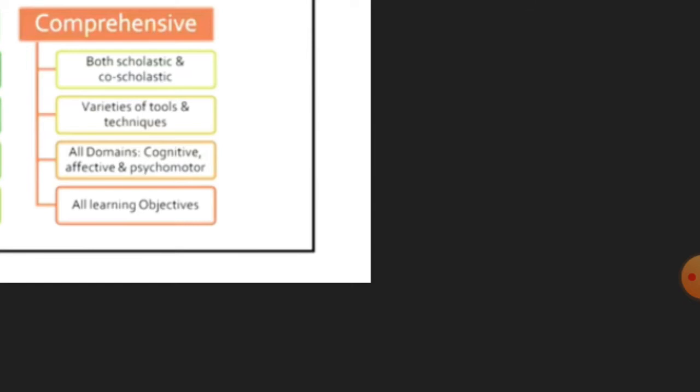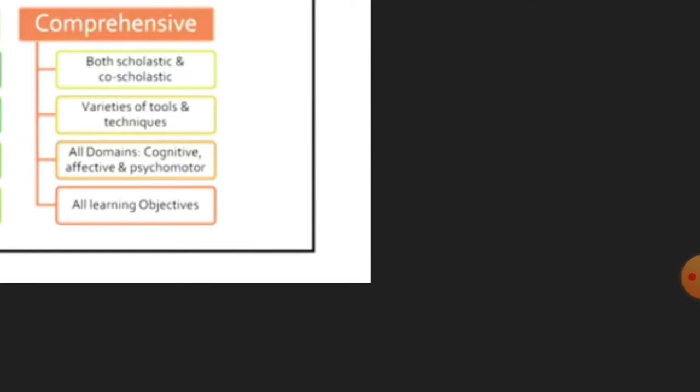So when we are evaluating, the teacher should evaluate comprehensively. It means the teacher should evaluate the performance of the students in both areas, that is curricular and co-curricular areas, which is called the scholastic domain and non-scholastic domain, for the all-round development of the student.